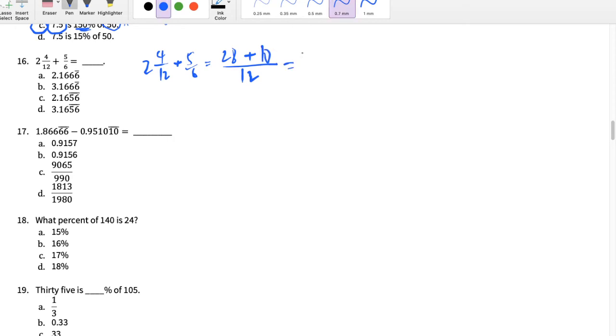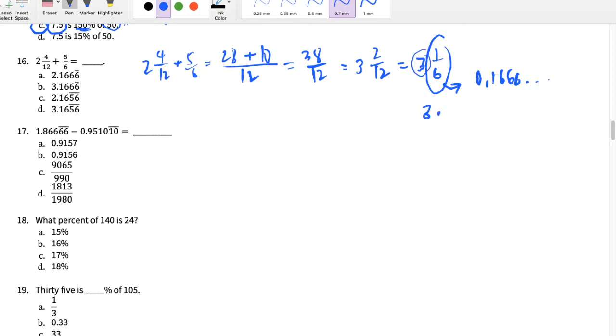Okay? So here we have 38 over 12. You can do long division here, but as you can notice, this is just equal to 3 and 2 over 12, or 3 and 1/6. The 1/6, guys, you should be familiar with that. This is just equal to 0.1666 and so on. So, since you have a whole number 3, it would be 3.1666 and so on. Our answer here should be letter B.